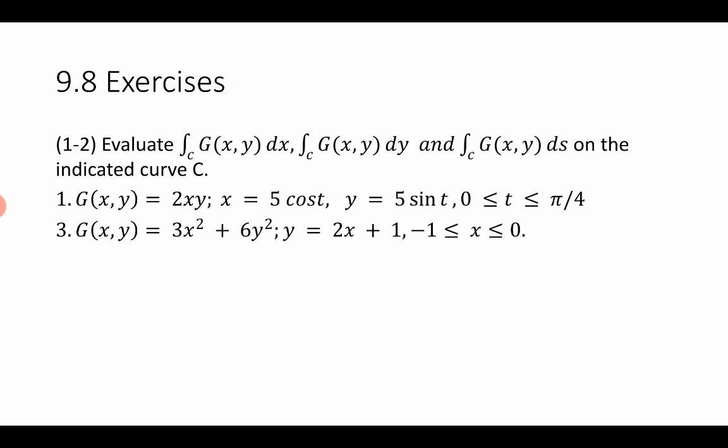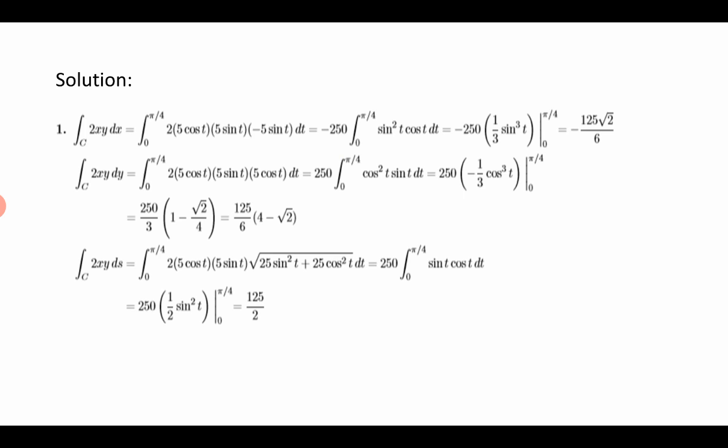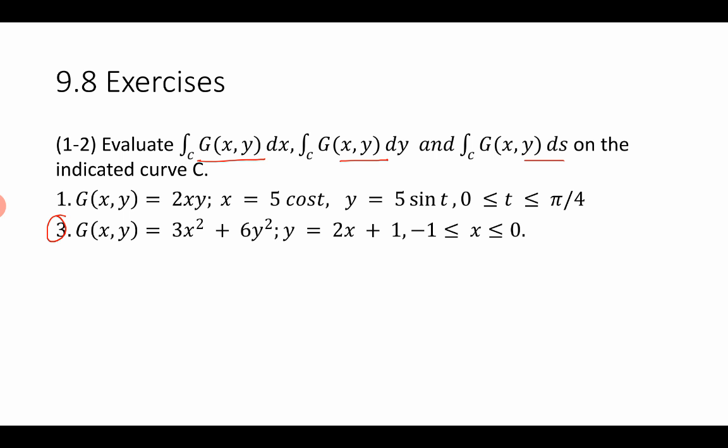Let's try problem number 3. Again all the 3 cases: dx, dy and ds, isn't it? Dx is quite easy. Just substitute those values and we'll get the answer. First case, part a of 3, isn't it? The integral over C of g of x comma y dx. See, we are given an implicit function y, not a parametric form. Sorry, this is an explicit function, not an implicit function.